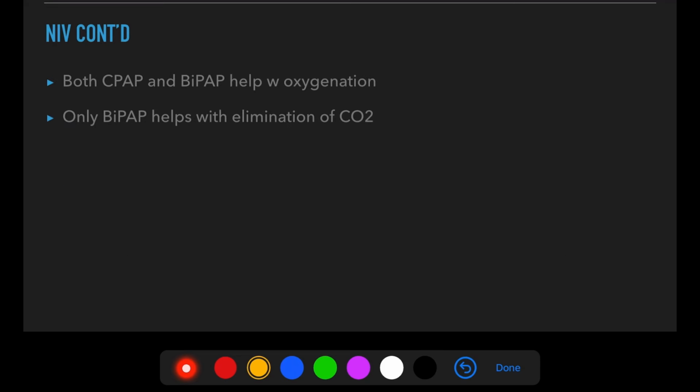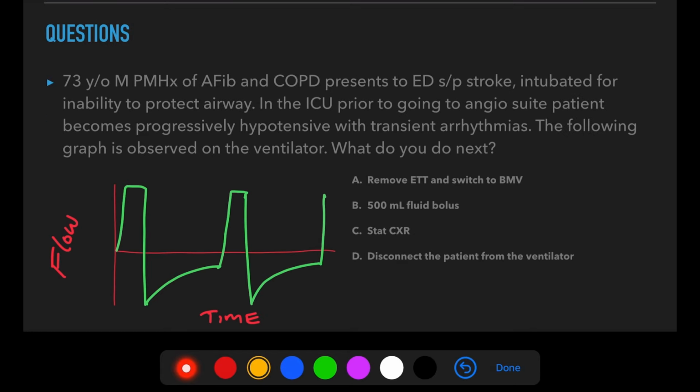So both CPAP and BiPAP help with oxygenation. However, only BiPAP helps with the elimination of CO2. So in hypercapnic patients where you're hoping to get their CO2 down, you select BiPAP. All right, let's go over a couple questions here, and then we will call it a lecture.